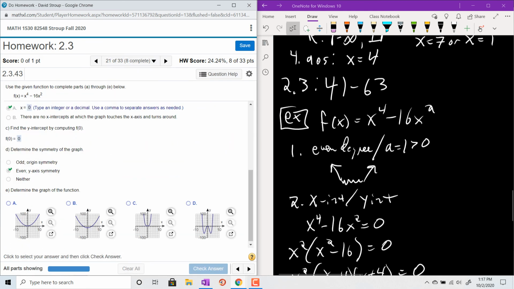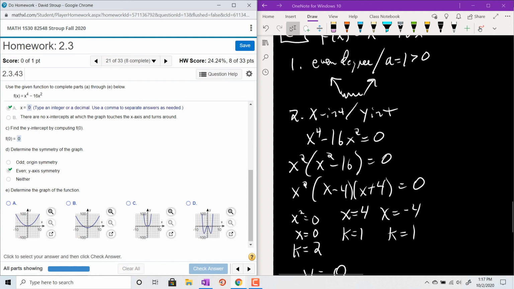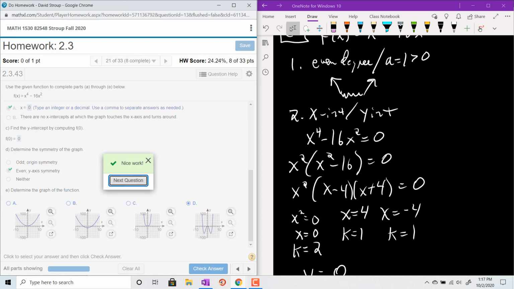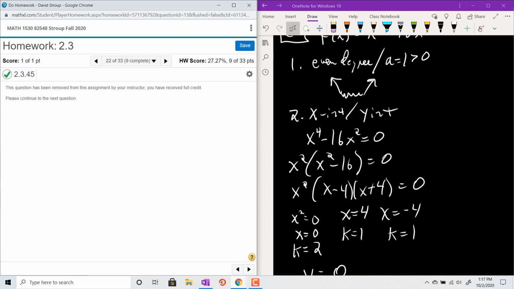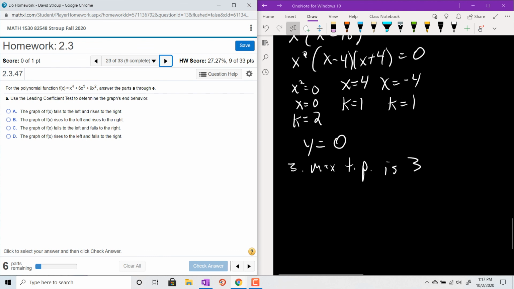Then they want an idea of the graph, and know that it's bouncing off, and then it goes through it twice. And there's only one graph that seems to be doing that, and that's D. Okay. So there is the symmetry issue then that we always have to worry about. So let's look at this next one.